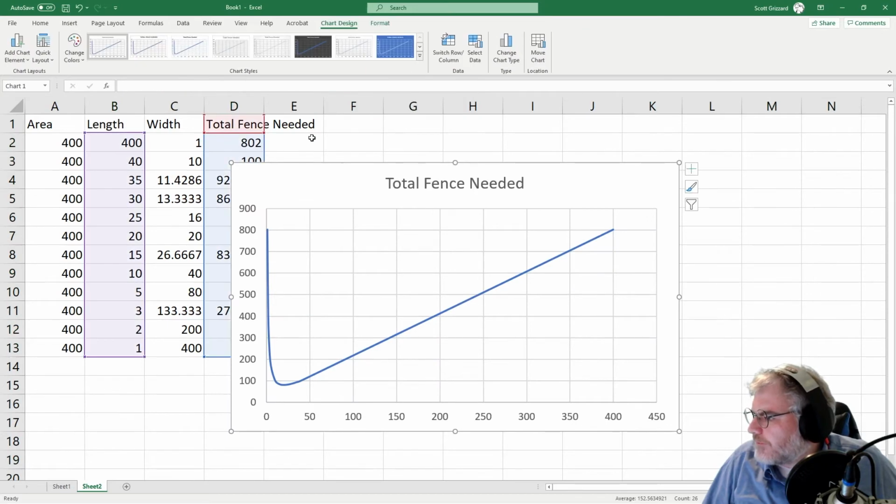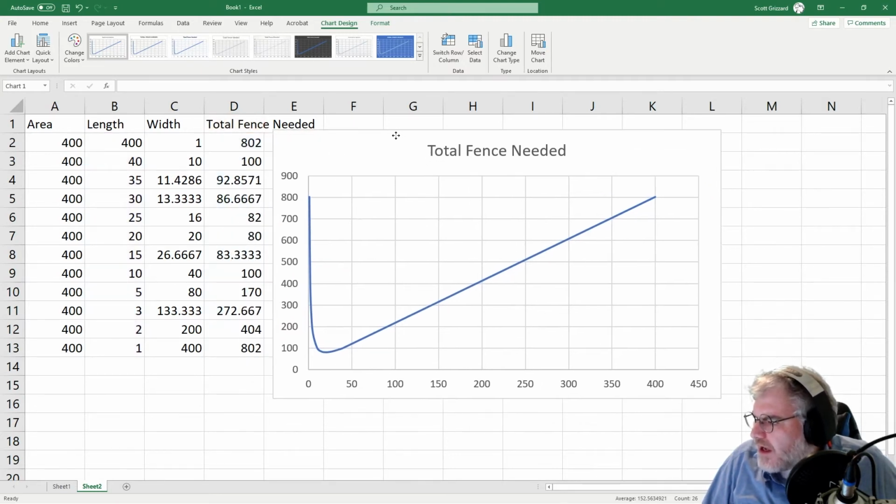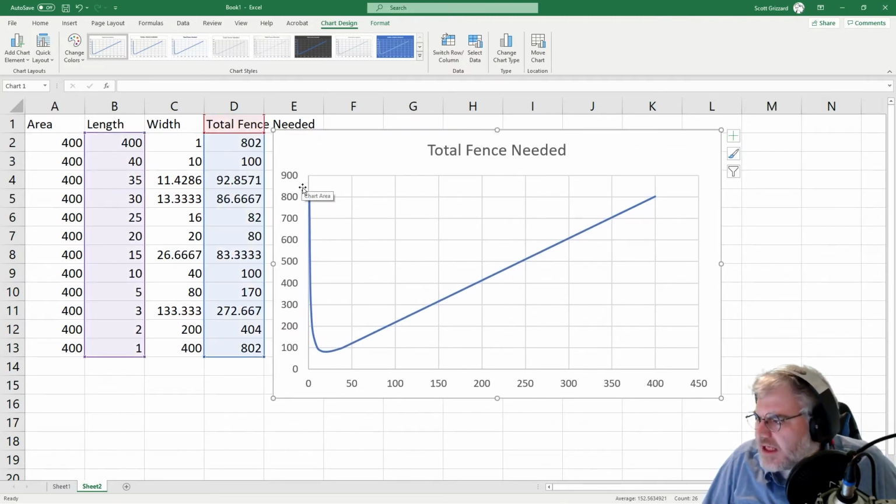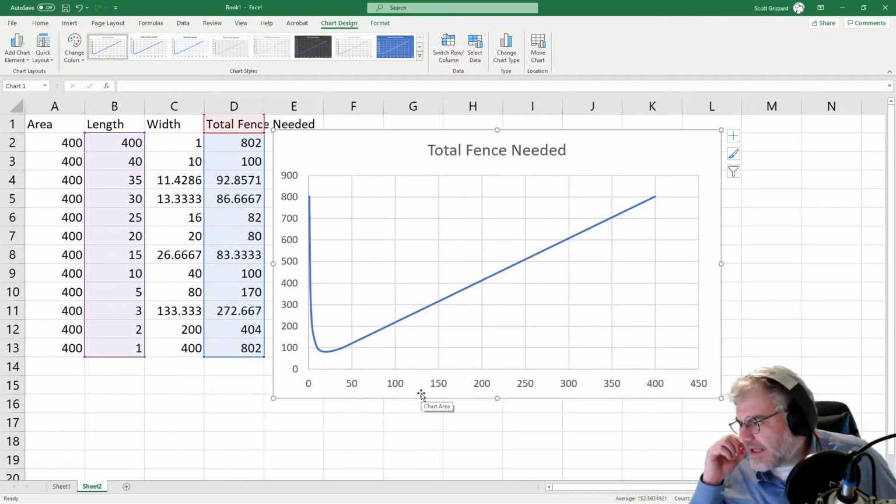Chart. That one. So there's the type of my total fence needed, right? This is the amount of length I have. That's my independent variable. And then this is the total fence I would need given this. Okay? So 1 to 5, how do we feel about that?